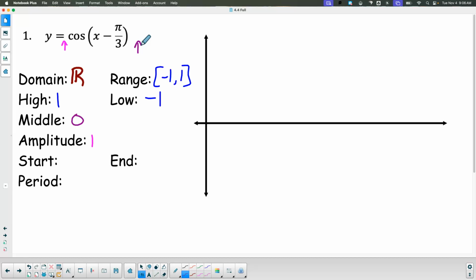Okay? Tell me something else that I know. It starts at pi over 3. It does start at pi over 3 because we think opposite of what's inside here. So that looks like negative pi over 3, so it starts at positive pi over 3. What is my period? 2 pi, because it's 2 pi divided by b. b is 1, so that means it's going to be 2 pi.